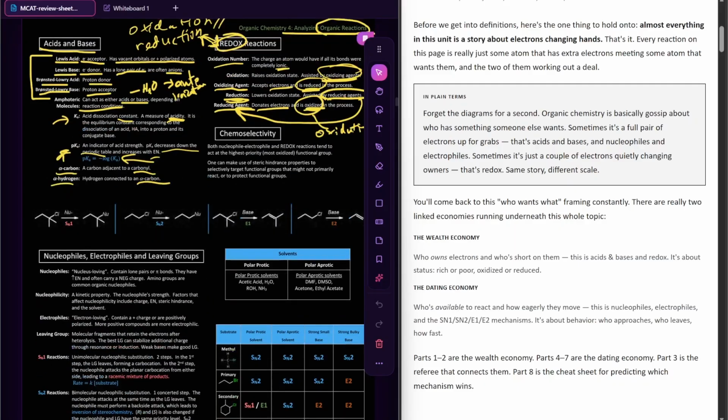So we're going to start, before we get into any definitions, with one thing to hold on to, and it's that almost everything in this unit is a story about electrons changing hands. That's it. Every reaction on this page is really just some atom that has extra electrons meeting some other atom that wants them, and the two of them working out a deal with each other. So that's generally why reactions happen in the first place. That's basically what it is.